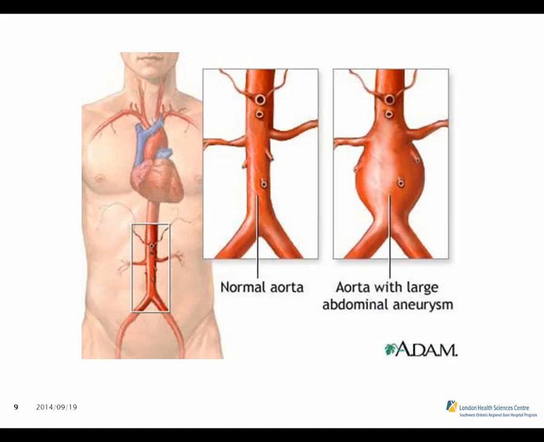So this is just a very simplified diagram of what a AAA might look like. You can see a normal aorta on the left and an enlarged aorta on the right with an aneurysmal dilation. Usually the dilation starts kind of at the renal arteries. You can see on the right. Sometimes they can go above, and sometimes even the aneurysm can extend down into the iliac vessels as well.